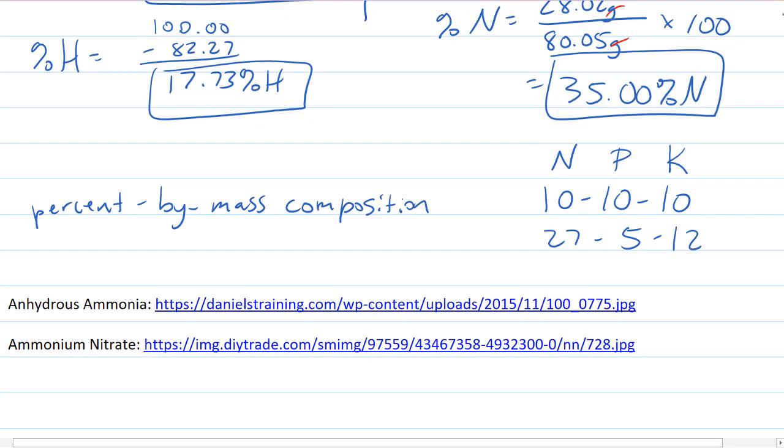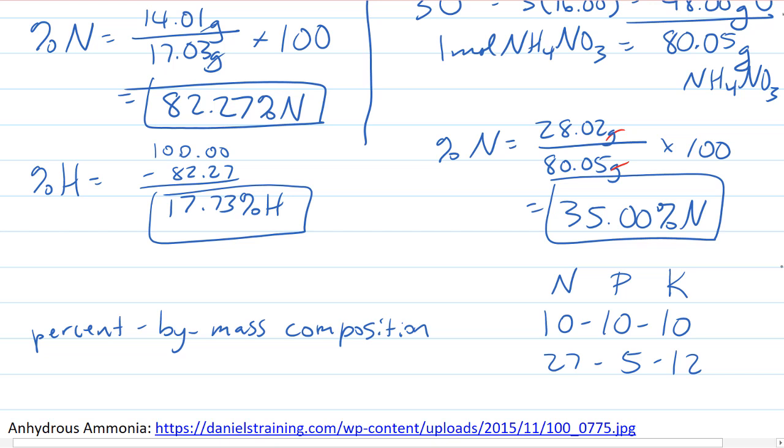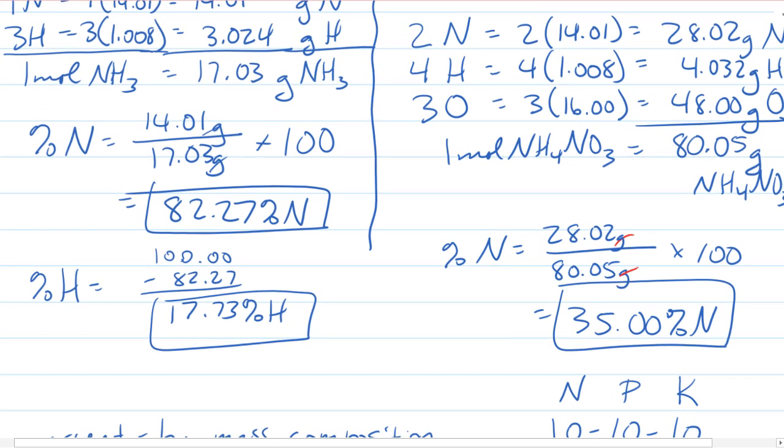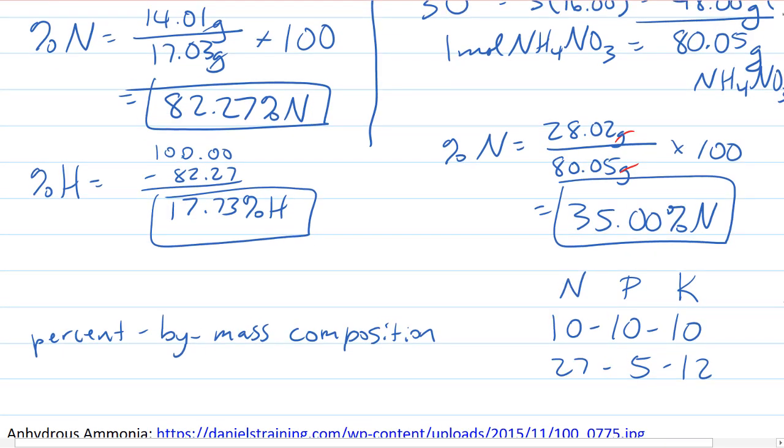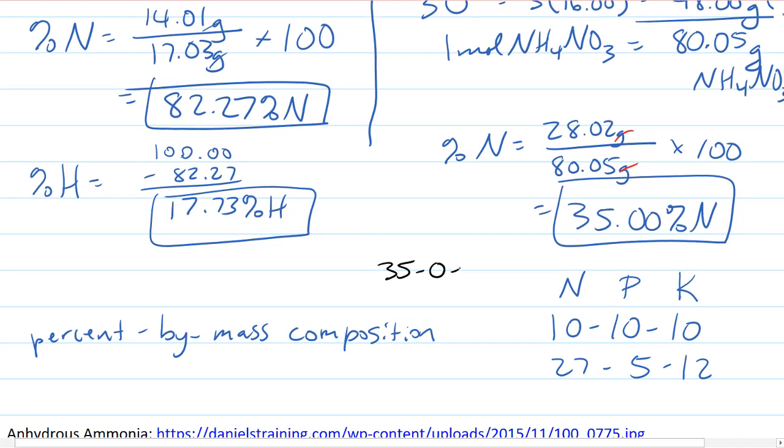So with that, if we were to do an NPK value for ammonium nitrate, what would the NPK value look like for this stuff? Well, what is the percentage of nitrogen? 35%. What is the percentage of phosphorus in there? Zero. What is the percentage of potassium in there? Zero. So the NPK values for ammonium nitrate would be 35, 0, 0. Okay. So any questions?